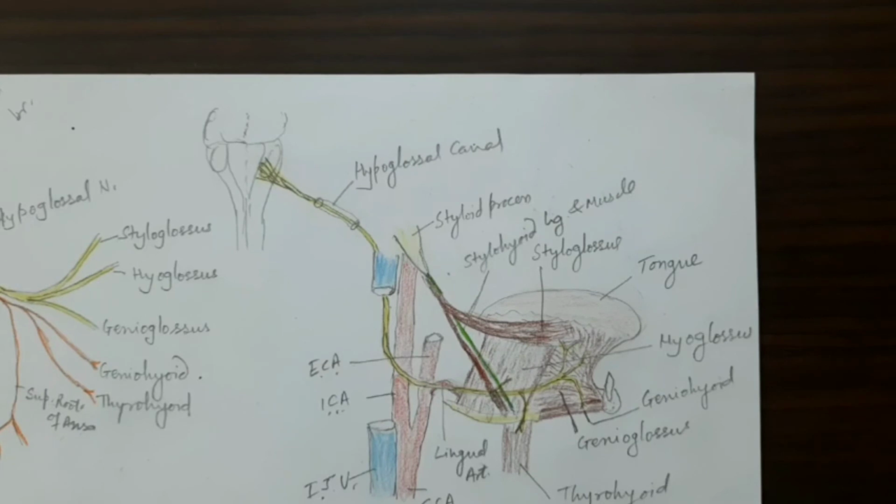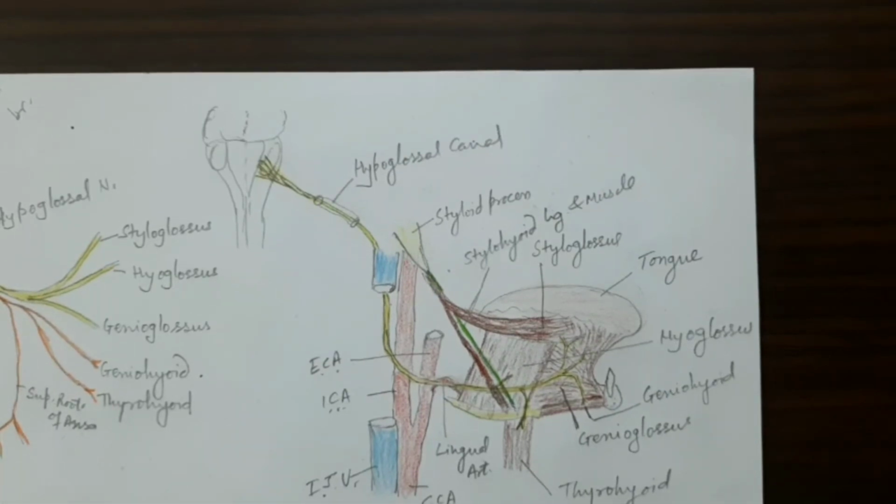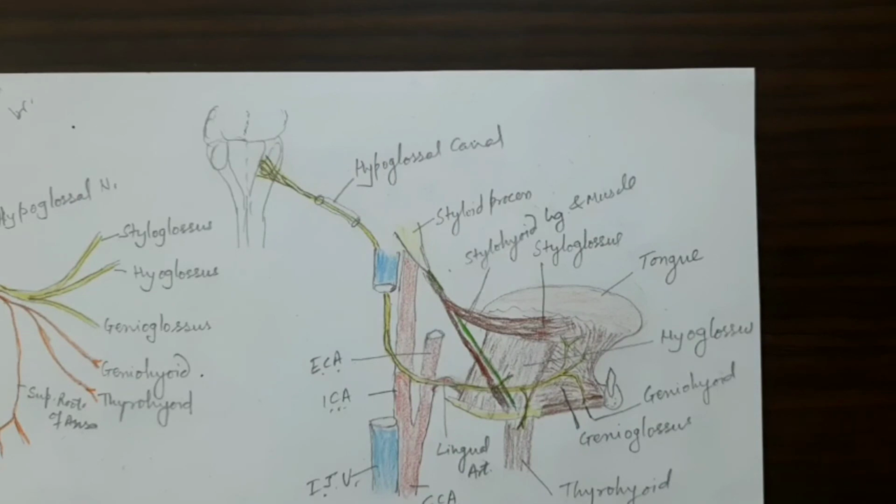There is no sensory component, but it is believed that the sensory component from the muscles of the tongue which carries the proprioceptive sensation goes along with the trigeminal nerve, that is through the spinal nucleus of the trigeminal nerve, which carries the sensation from the tongue muscles and other muscles also along with it.